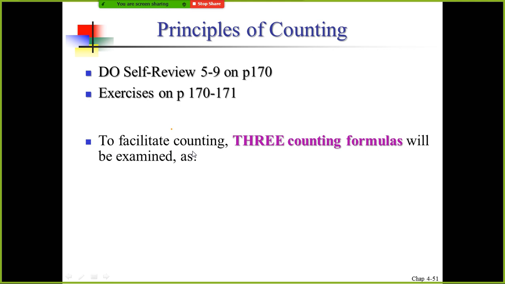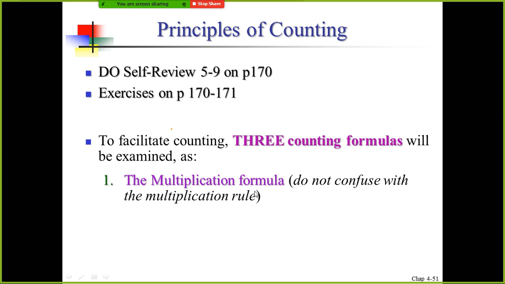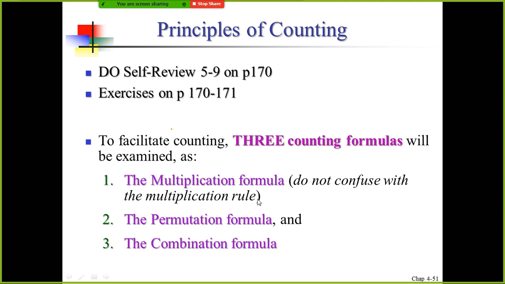To facilitate counting, we have three counting formulas. So three counting formulas can be used in order to facilitate counting. They are: 1. Multiplication formula. You must not confuse multiplication formula with the multiplication rule that we already learned from previous movies. Second one, permutation formula. The third one, the combination formula. So we have three counting formulas that can be used to facilitate the counting.